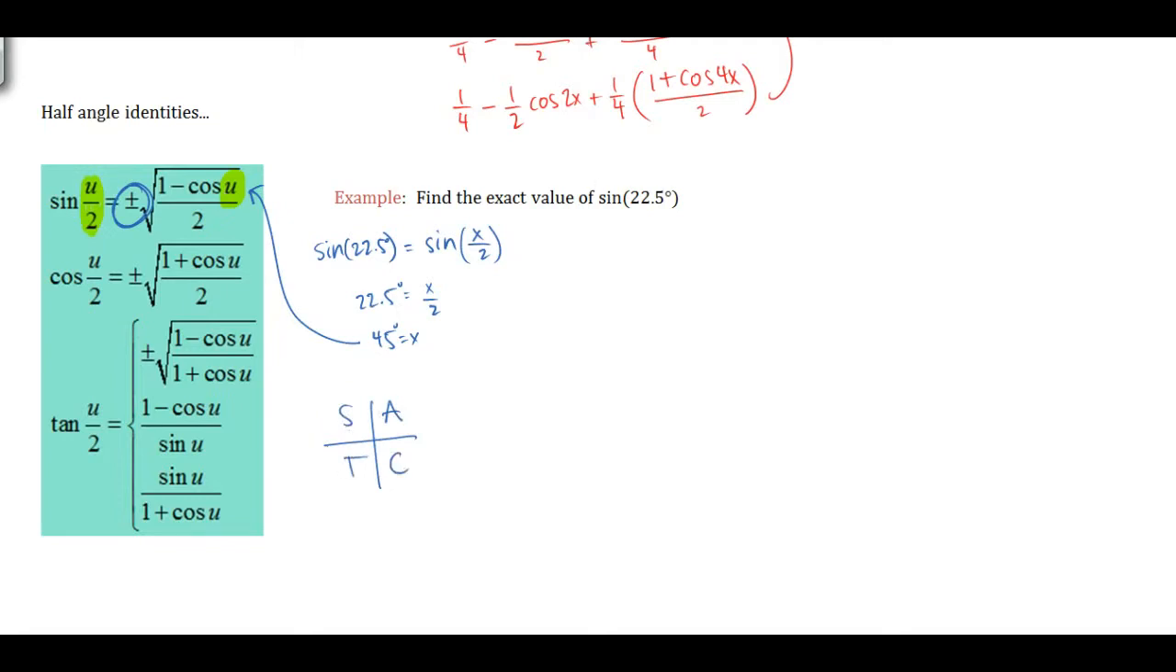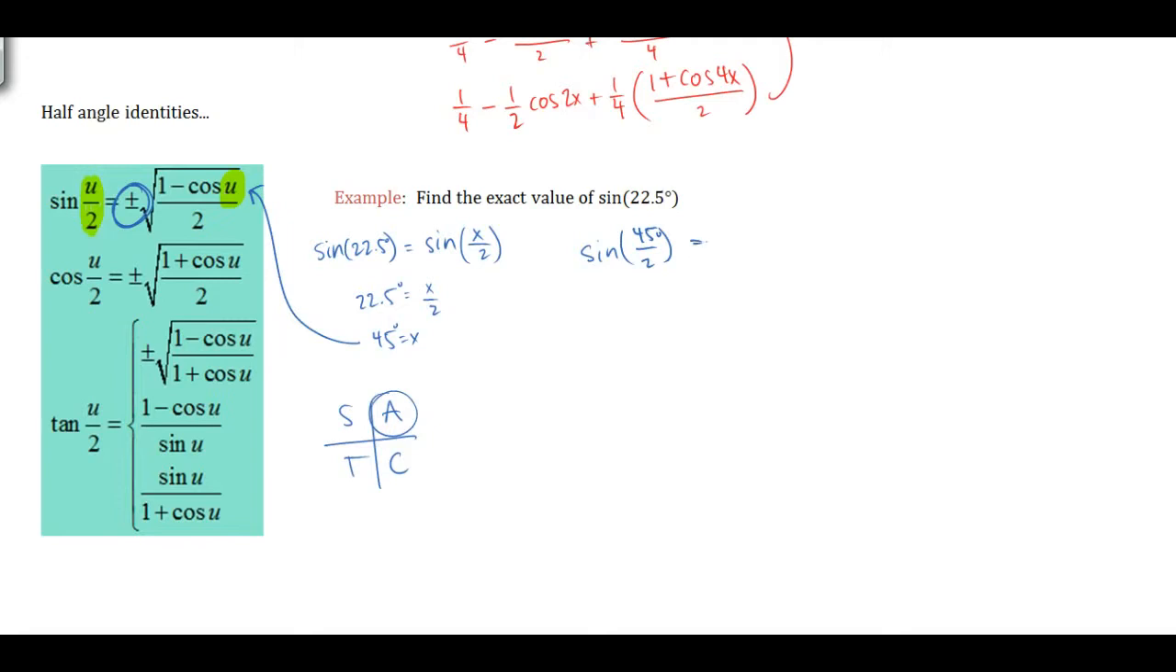I know I'm going to do sine of 22.5. I will write this kind of funny. Sine of 22.5, we figured out, is 45 over 2. And so I know that 22.5 degrees is in quadrant 1, where everybody's positive, so my answer is positive.